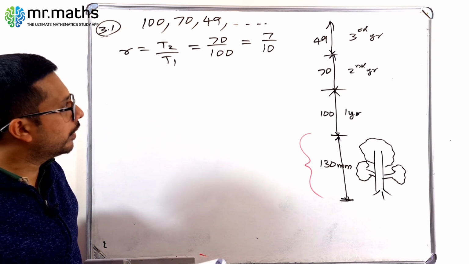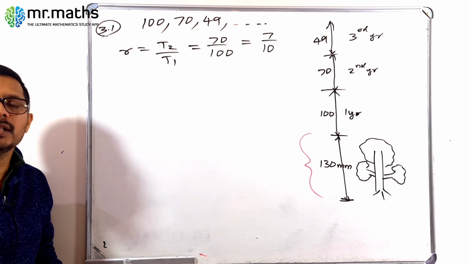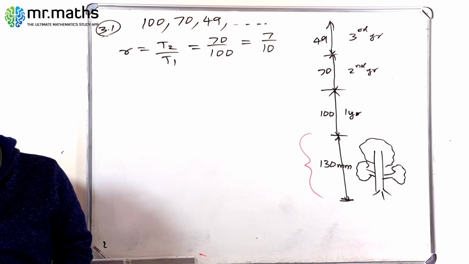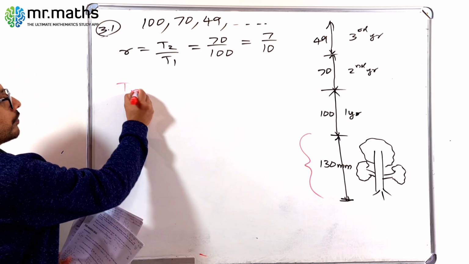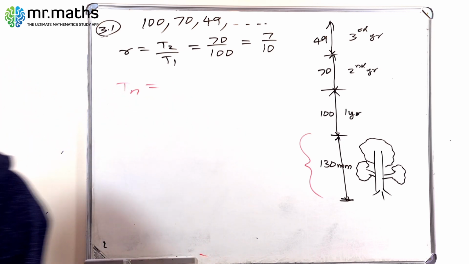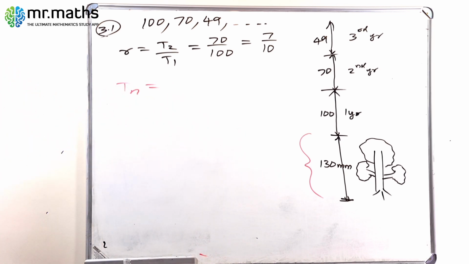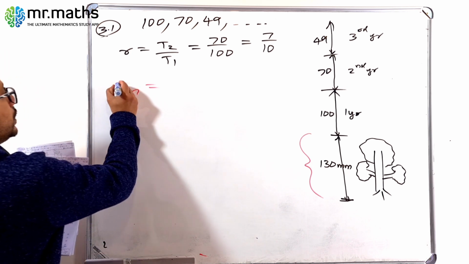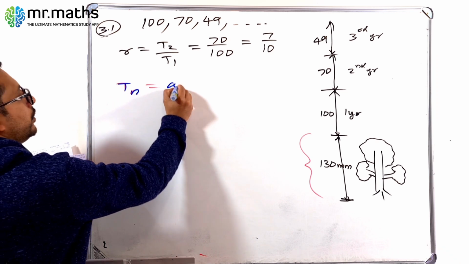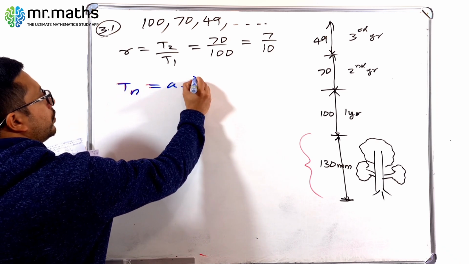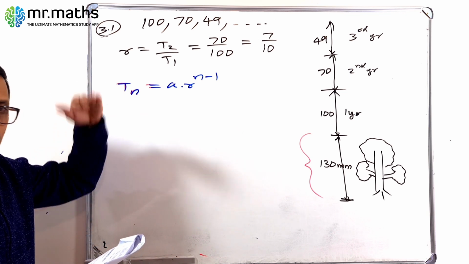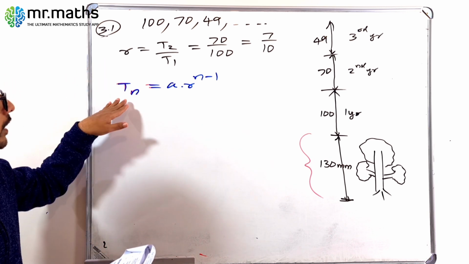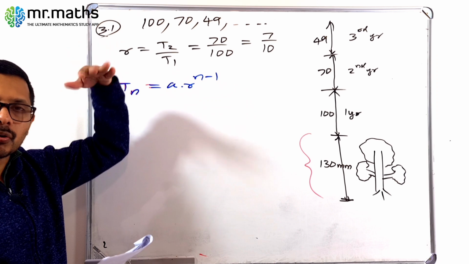That is the question. Okay, so here what you have to do is, it is given that this one is a geometric sequence. So what is the formula Tn? Tn equals A into r raised to n minus 1. Why did we write this formula? Because this is a geometric sequence. And Tn stands for the nth year or the last year.